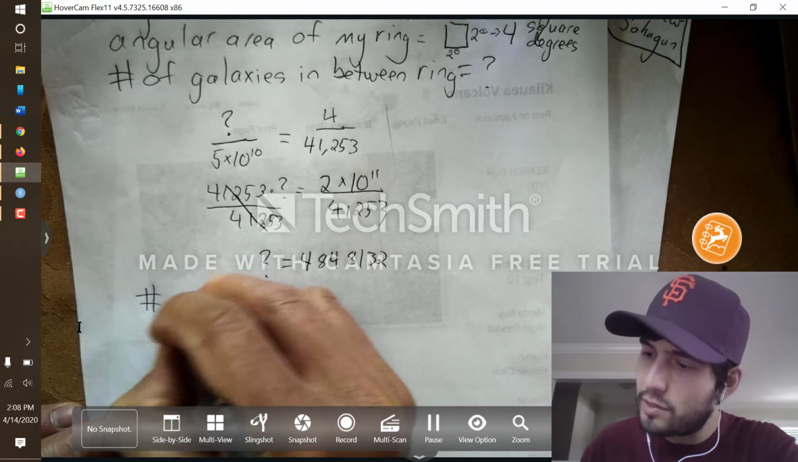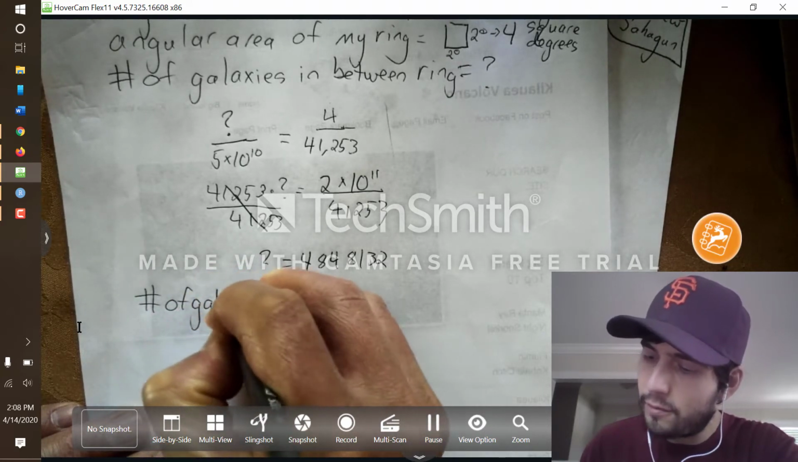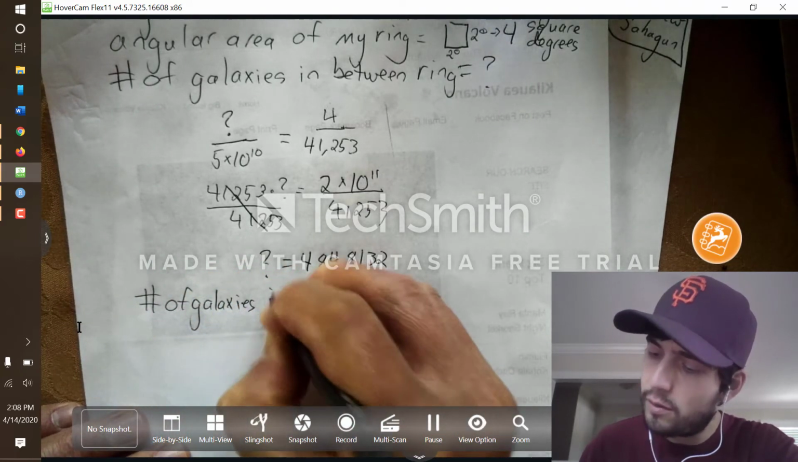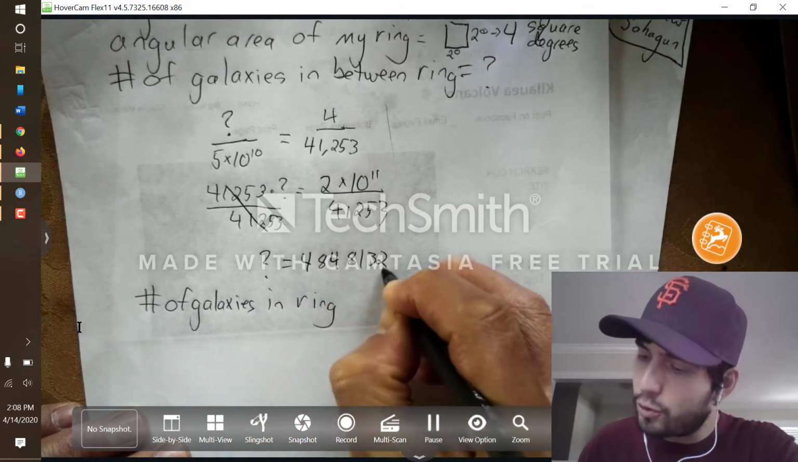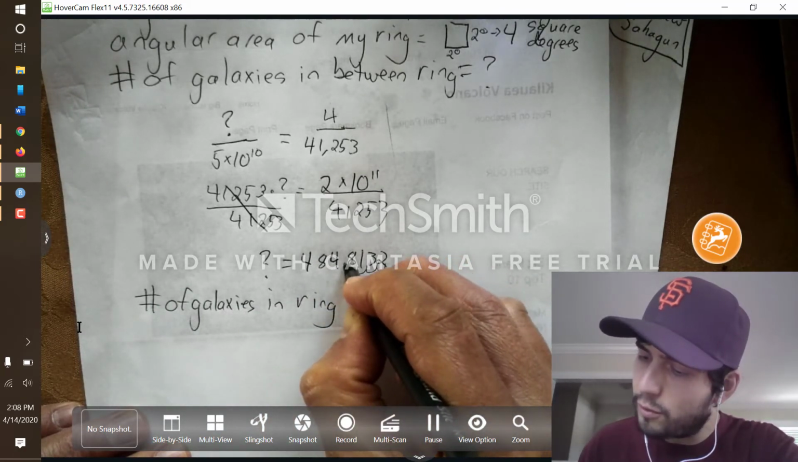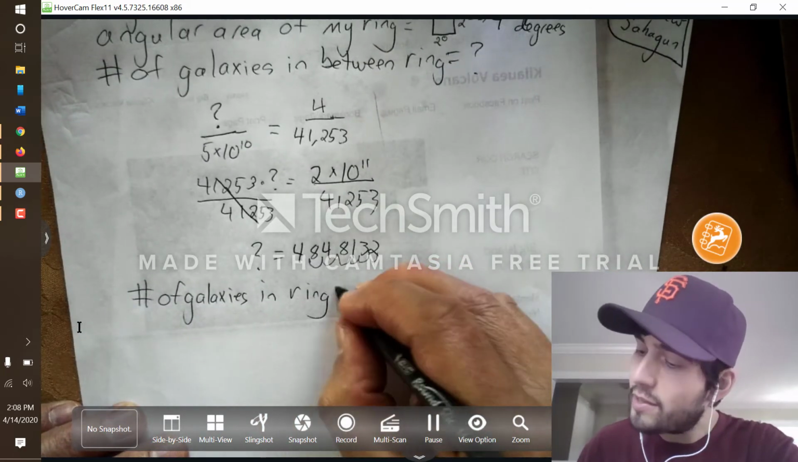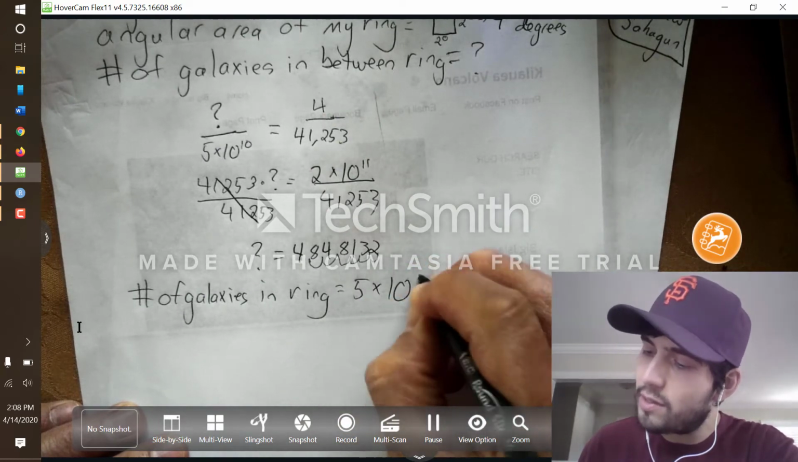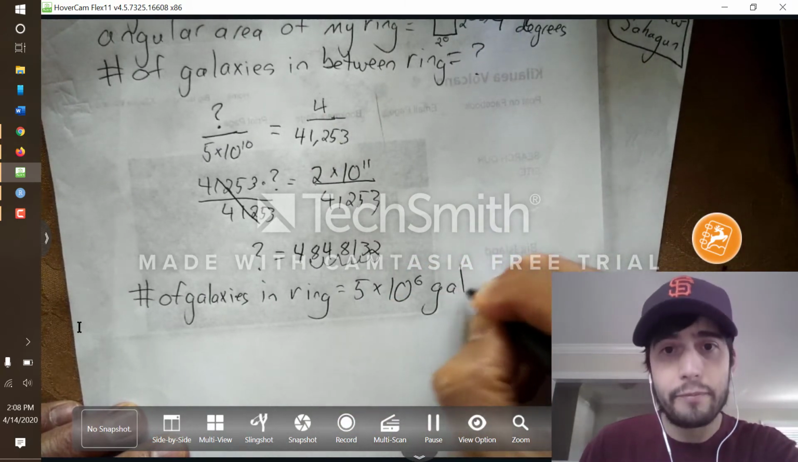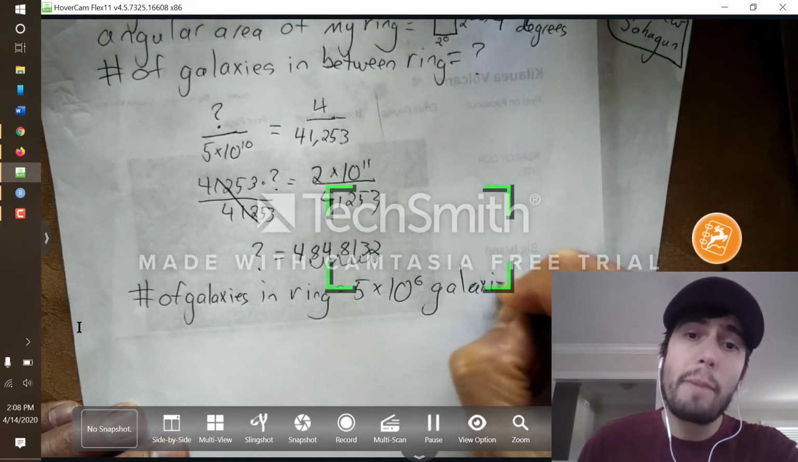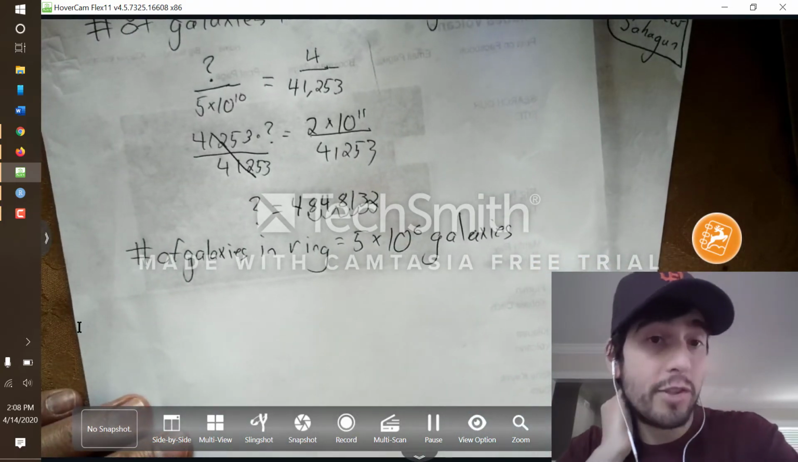The number of galaxies in the ring held at arm's length is equal to 1, 2, 3, 4, 5, 6. I'm just going to round a little bit. It's equal to 5 times 10 to the 6th galaxies. Okay. But if you remember my pickup line, it wasn't about galaxies, it was about stars.